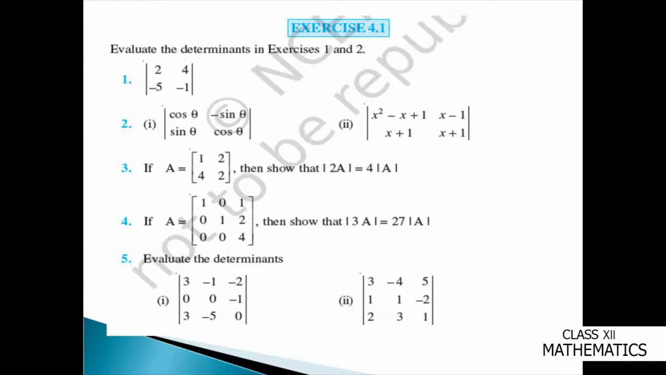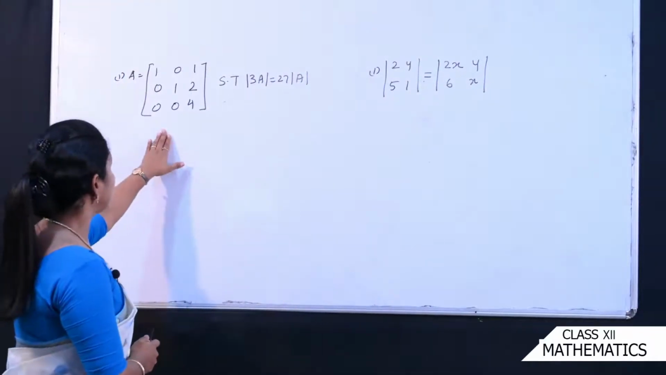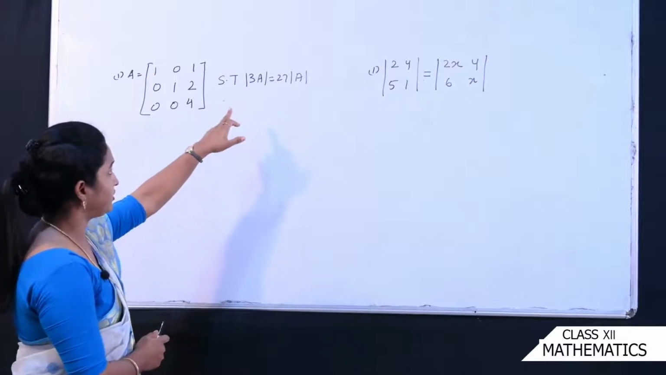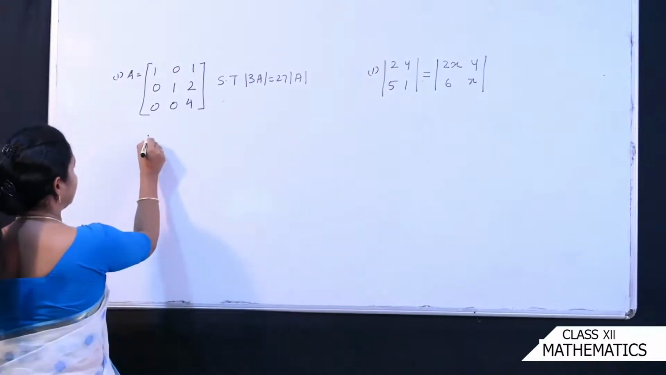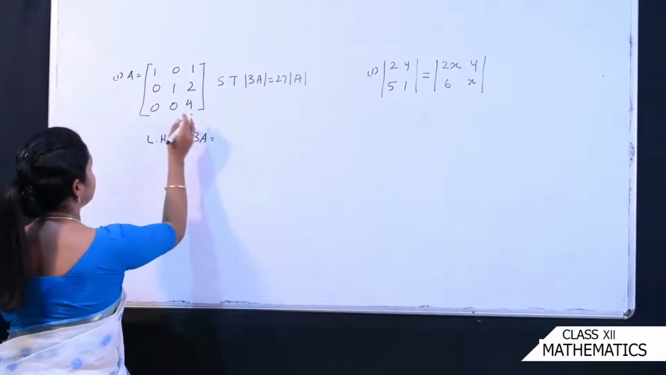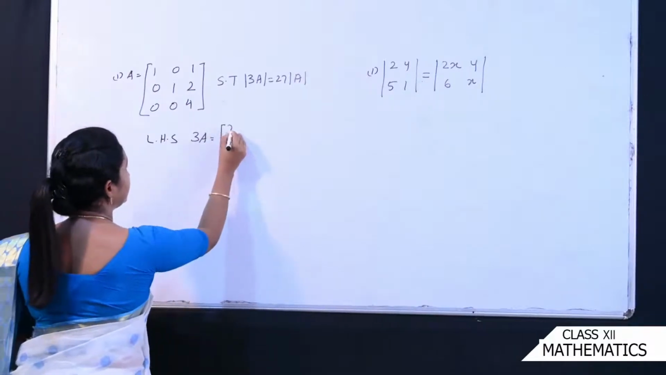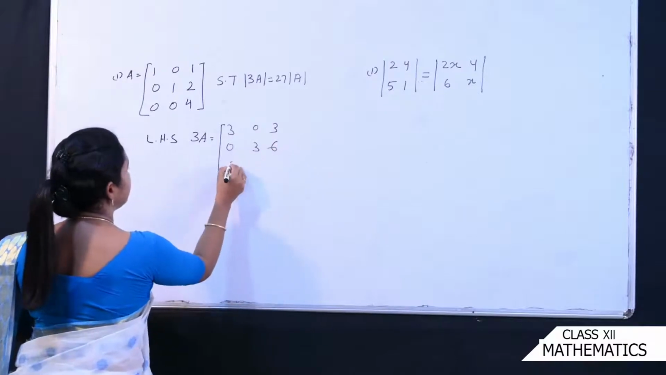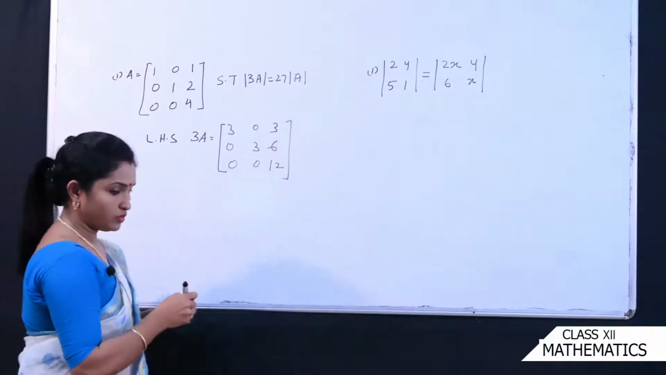Okay, what does the fourth question say? Now see, in the fourth question, A is equal to 1 0 0 0 1 2 0 0 4. You have to show that determinant of 3A is equal to 27 determinant A. Okay, so we'll see the LHS. What will we do? We will first find 3A. That means we will multiply this matrix by 3. So what will you get? 3 0 3 0 3 6 0 0 12. Okay, clear? Now see here.